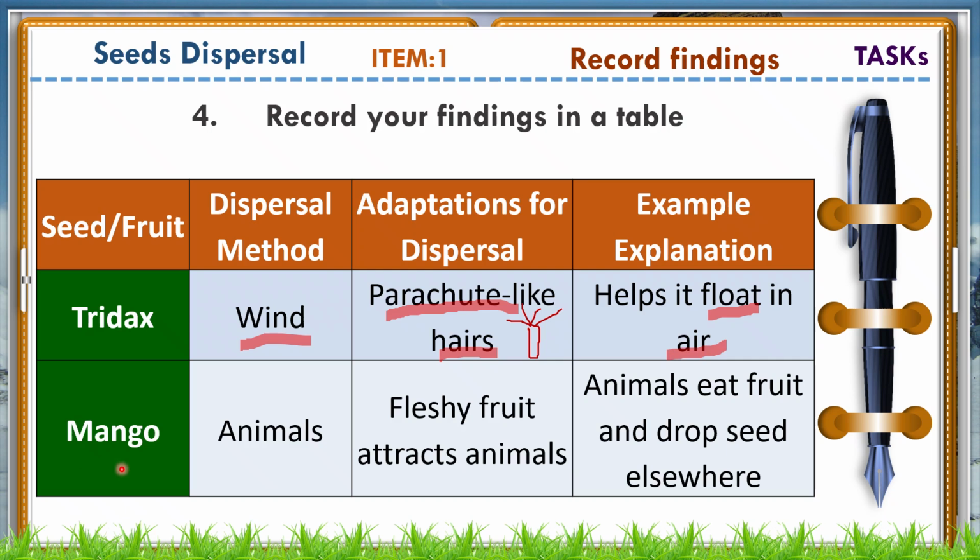Then we go to the mango. The mango is dispersed by animals. And which adaptation has it got to be dispersed by animals? It is a fleshy fruit, and when ripe, it attracts the animals. So, what the animals are going to do is eat the fruit, and they will drop the seed far away from the parent plant. Thereby, they will have dispersed them.